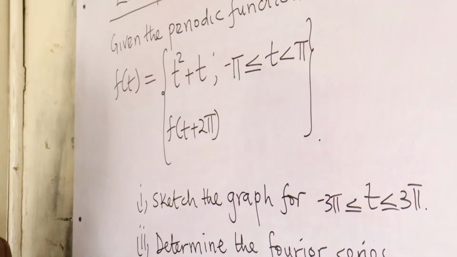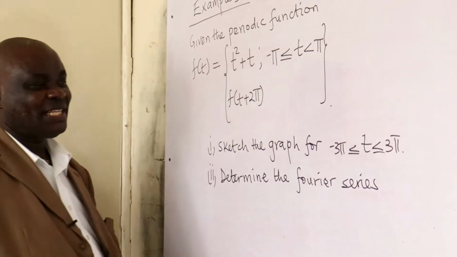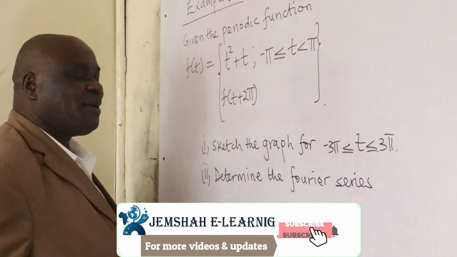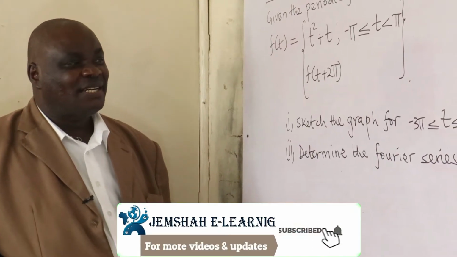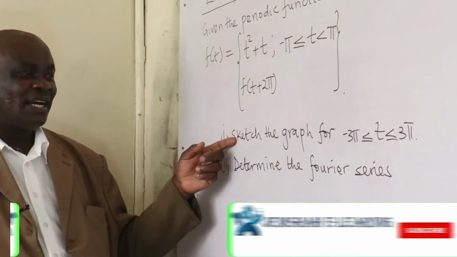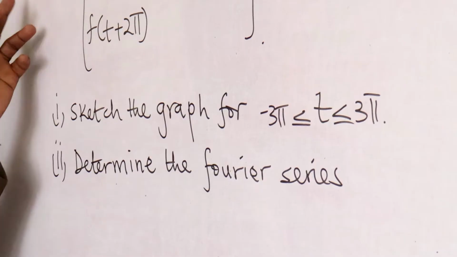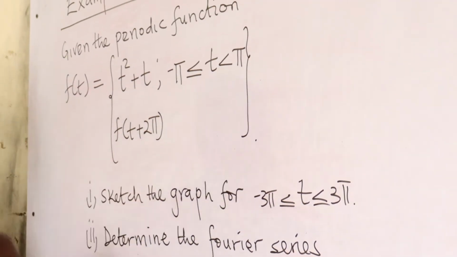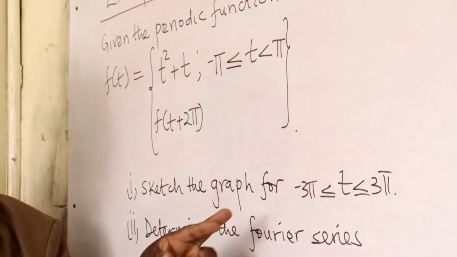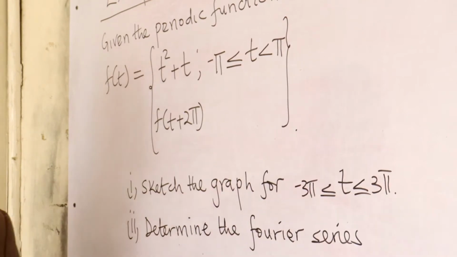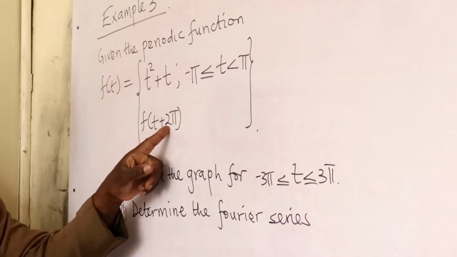So whatever we see here says the period. Now we are told to sketch the graph from negative 3 pi to positive 3 pi, and that would be a graph for around 3 periods. When you are told to sketch that graph, remember it repeats itself after a period of 2 pi. So you don't draw it as a continuous graph from negative 3 pi to positive 3 pi. It is a graph which repeats itself after a period of 2 pi.